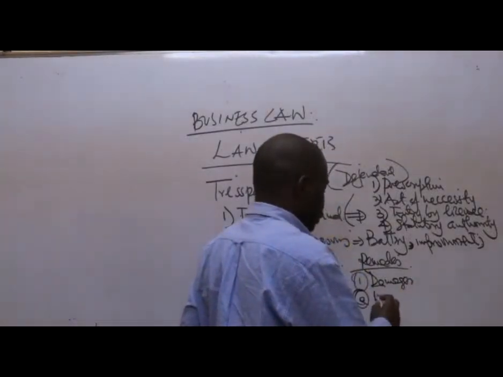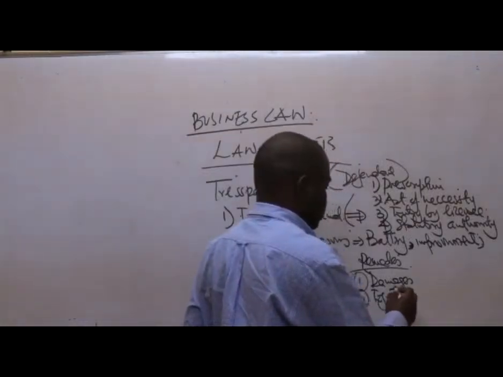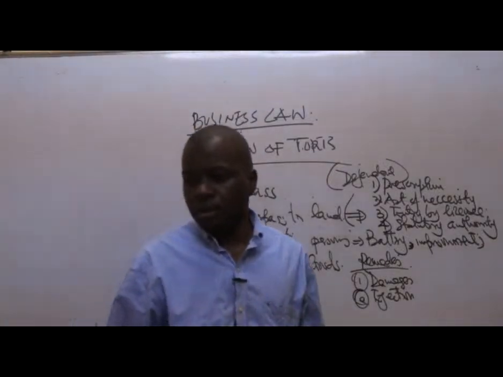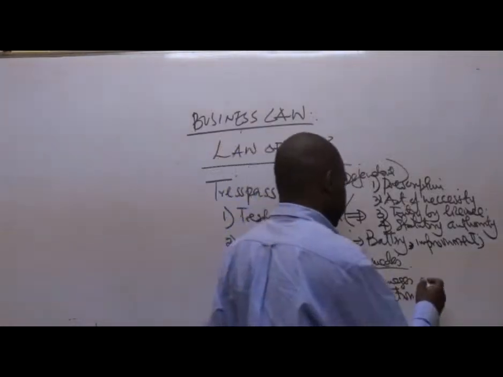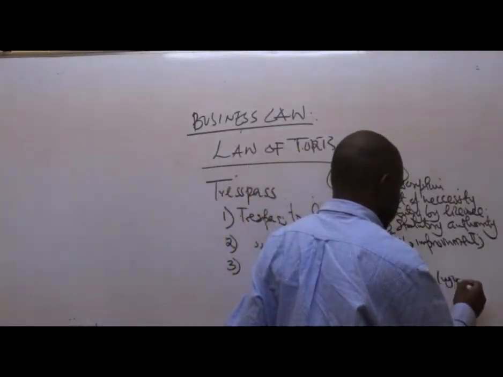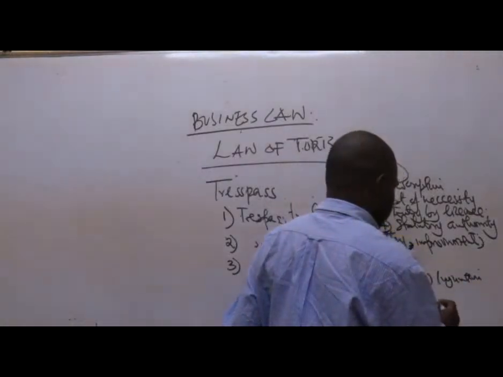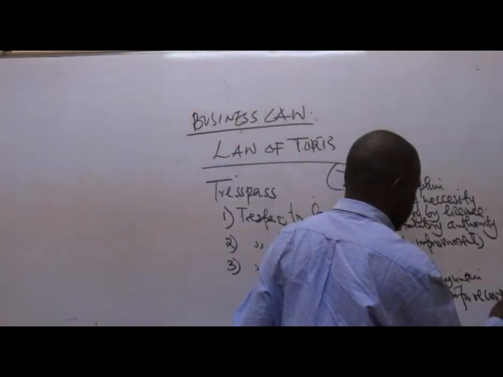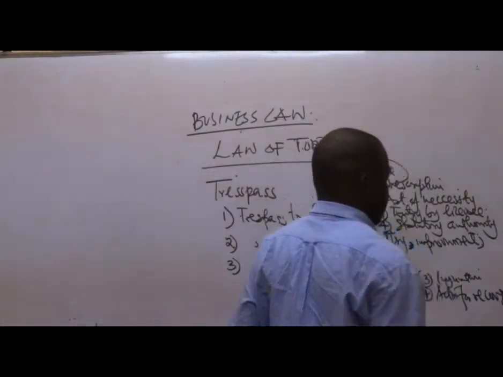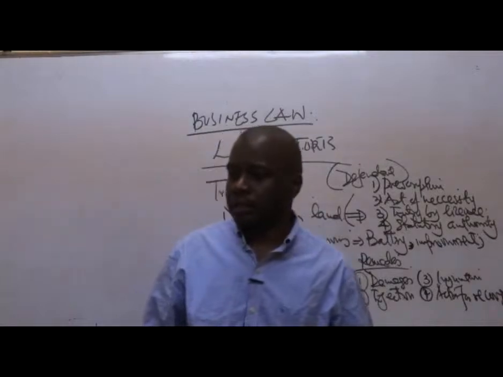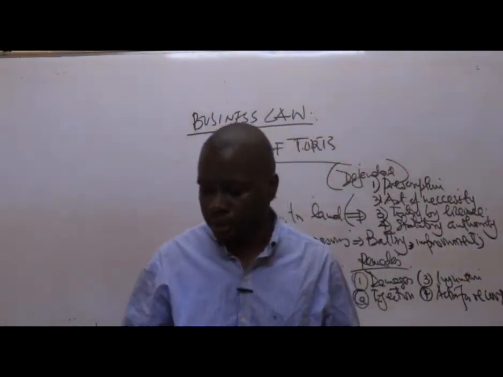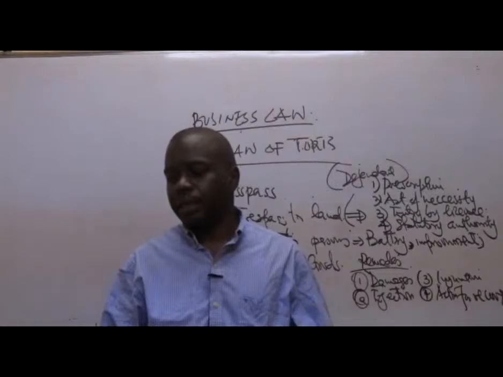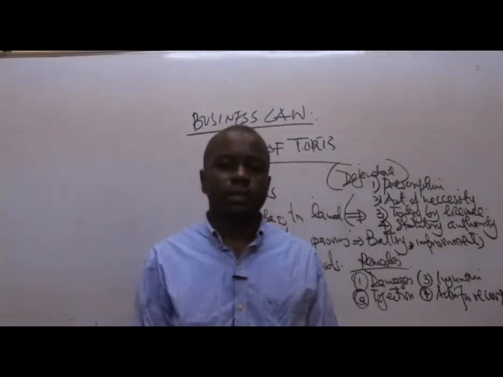Number two, we can have what we call ejection. Then we can have injunction. Or number four, we can have action for recovery of land. So those are some of the remedies that the court can issue in case a person has been accused of what we call trespass to land.